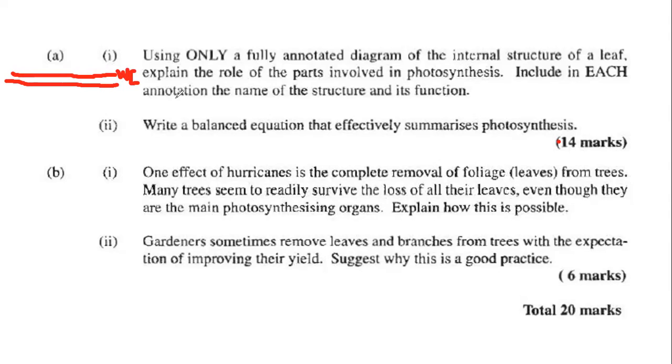Look at us trying to make life work, guys. Let me admit this person. What comes after? Palisade mesophyll and then the spongy mesophyll.